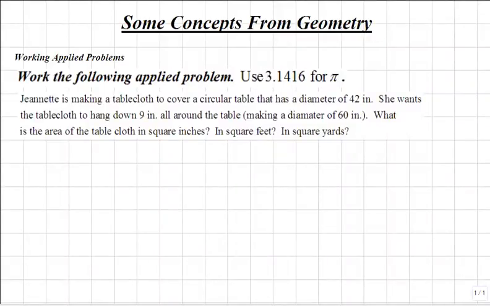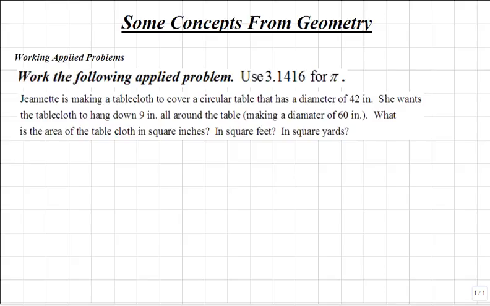Let's work the following applied problem. We'll use 3.1416 for pi. Jeanette is making a tablecloth to cover a circular table that has a diameter of 42 inches. She wishes the tablecloth to hang down 9 inches all around the table. This will make the diameter 60 inches. What's the area of the tablecloth in square inches, in square feet, and in square yards?